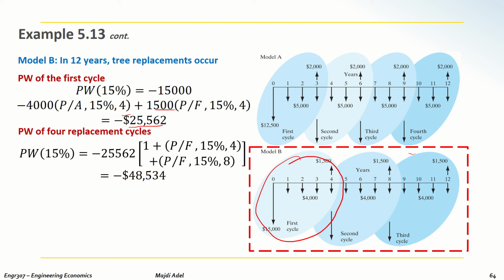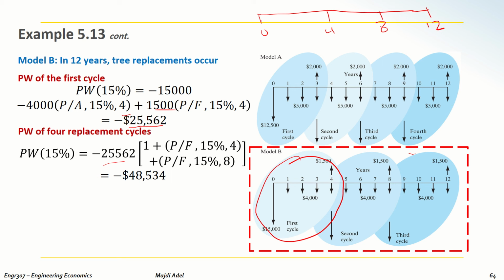So now I want to find the present worth for the complete analysis period. I take the $25,562 as a common factor, okay? And let me just sketch the cash flow diagram for model B. I have 0, 4, 8, and 12.